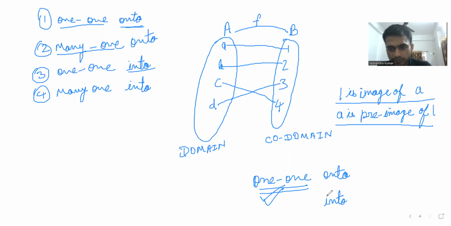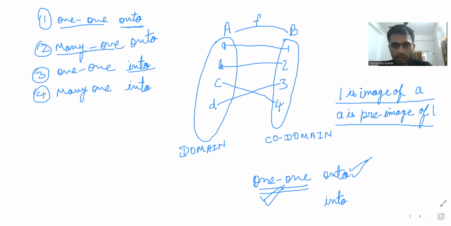Okay, but why? The definition of onto is: if all elements of B get used, then the given function is an onto function. And if at least one element of B is left out, which has no pre-image, it means the given function is not onto, right? It is into, right? So here our given function is onto.